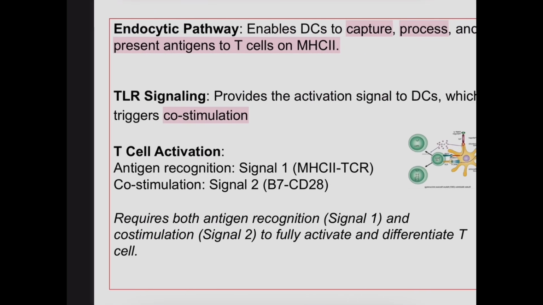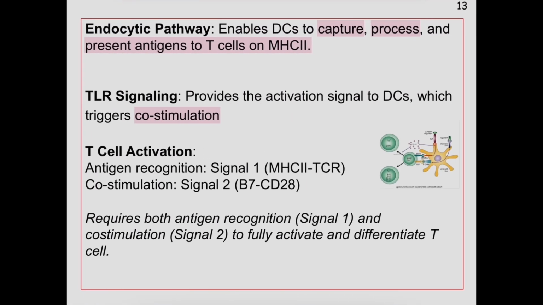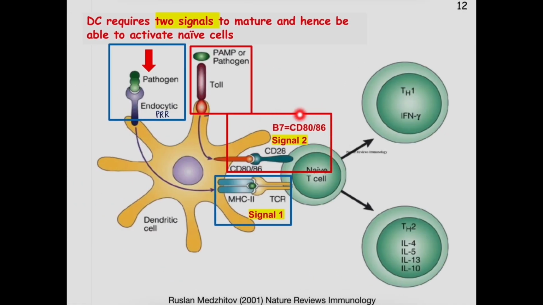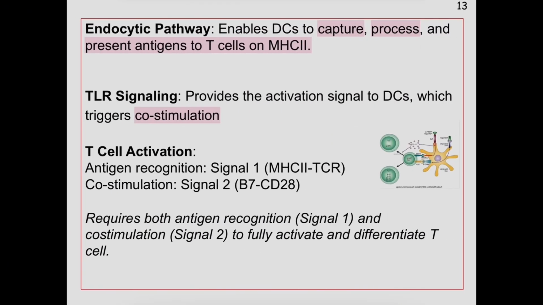And this slide sort of summarizes what I've just explained. So we have the endocytic pathway, which enables the dendritic cells to capture, process, and present antigens to T cells on their MHC2 proteins. Whereas the TLR signaling provides the activation signal to DCs, which triggers co-stimulation, which is our second signal, our co-stimulatory signal. And we said that we require both antigen recognition, which is signal 1, and co-stimulation, which is signal 2, to fully activate and differentiate the T cell.